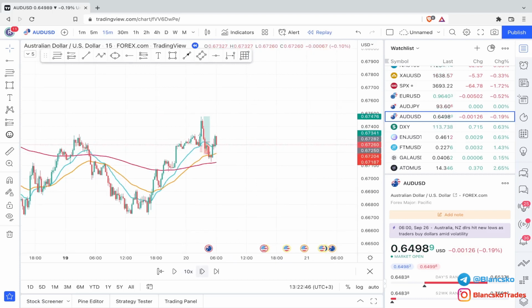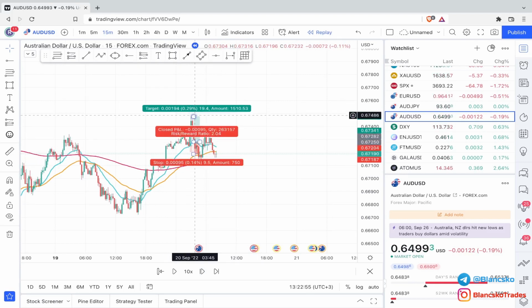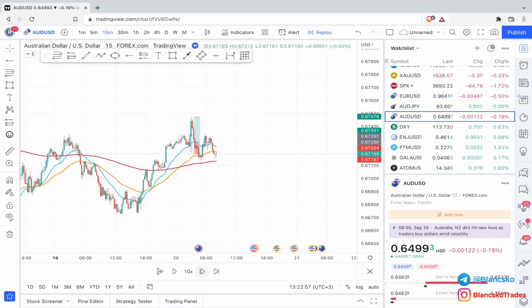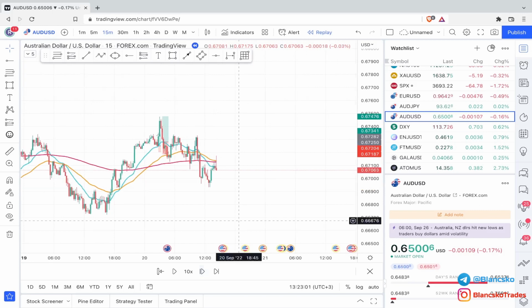Now we can see that after this happened, we wouldn't enter any new setups. Why? Because we have to see this high go. We have to see price breaking this high and then start looking for setups again. Okay, but then if we check, the EMA started to go bearish.